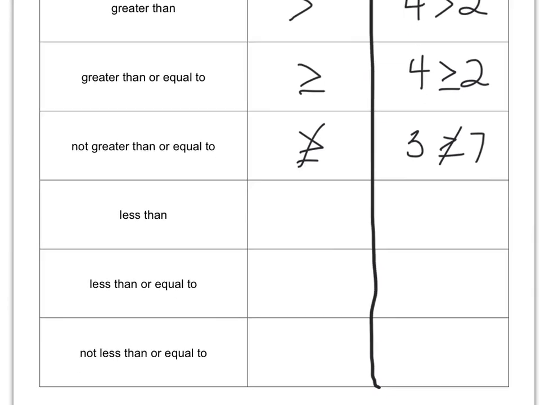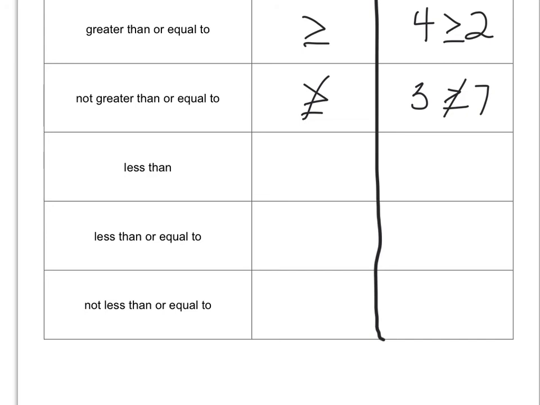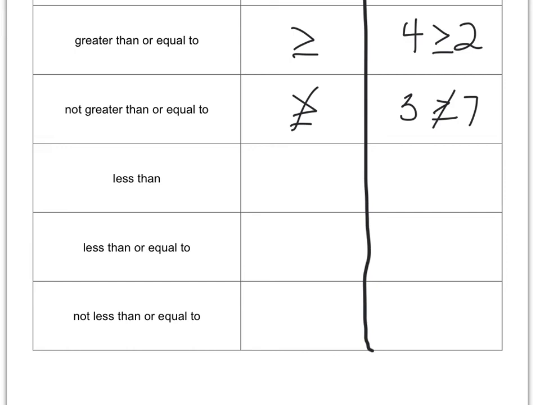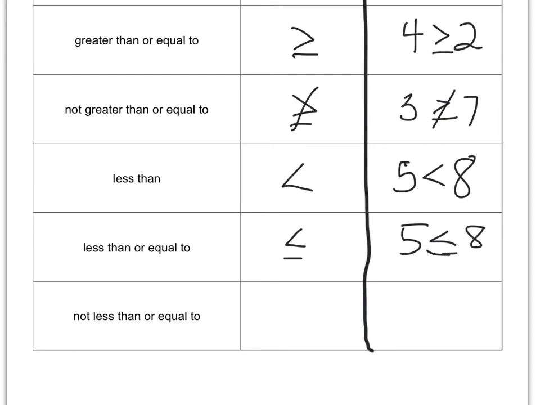Less than, I'm going to use that less than symbol here. So I know that 5 is less than 8. Less than or equal to is very similar to the less than, except I have that bar underneath it. So again, 5 is less than or equal to 8. And the last one, not less than or equal to, again using that line to indicate that it's not true. Flip those numbers. 8 is not less than or equal to 5.